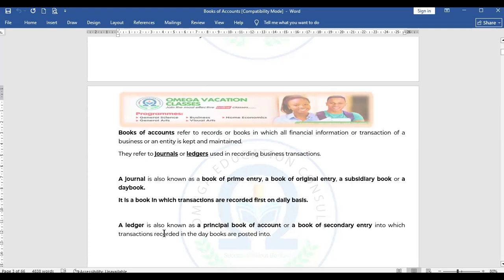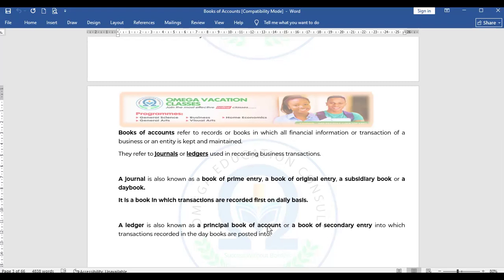So by way of quick review, we are looking at books of account, and we are saying these are books or documents where businesses keep their transactions. There are two main books of account: journals and ledgers. The journal is the first book where you record transactions on a daily basis. The ledger is the principal book in which you do your double entry, debit and credit. Please, are we good to go? Okay, so no questions so far.